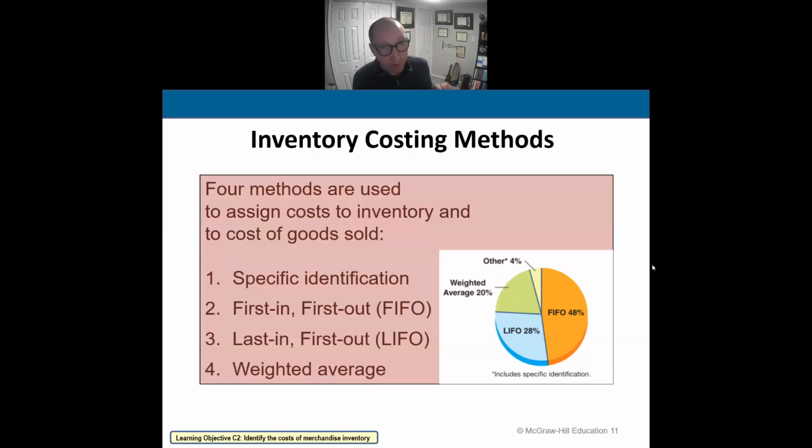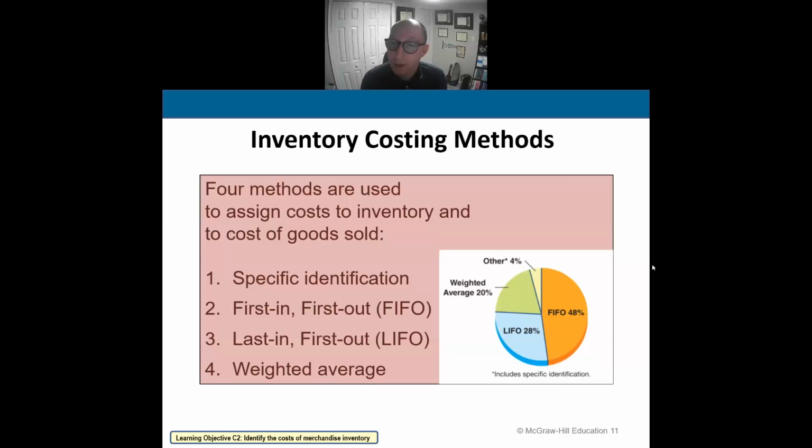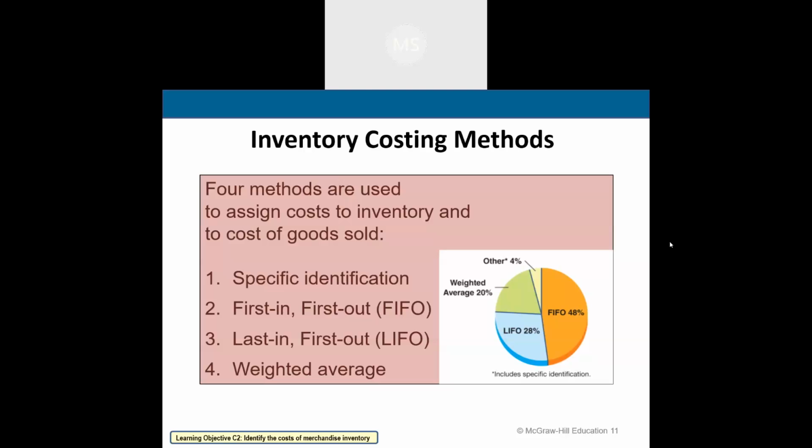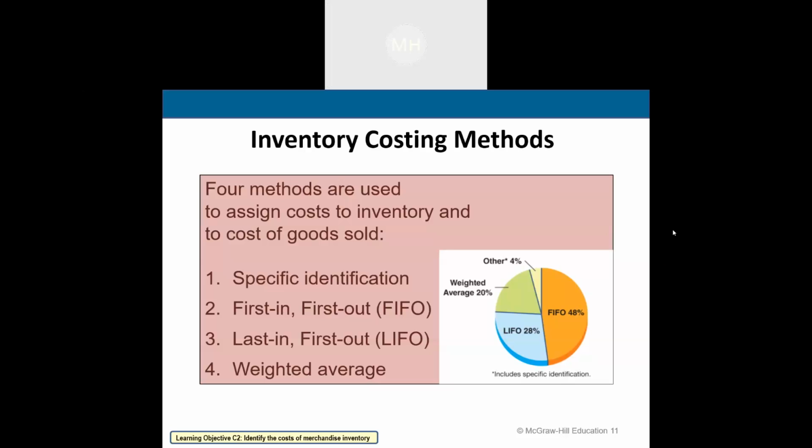Another inventory cost valuation method is called the first in, first out method. FIFO. First in, first out. They do that in food service. Correct. Exactly right. Yes, I do the same thing in retail too. Old stuff goes forward, new stuff goes to the back.